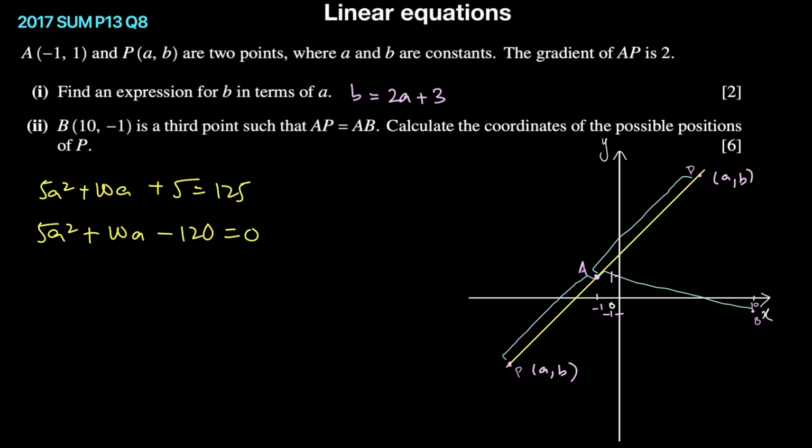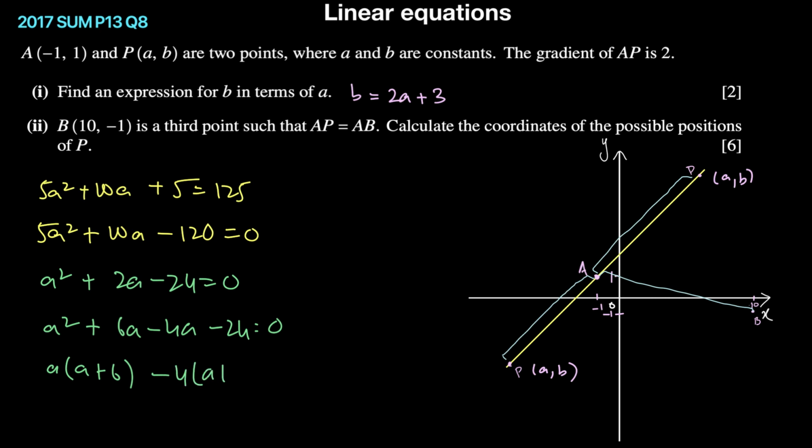So what we end up with is A squared plus 2A minus 24 is equal to 0. What I've done is divide the entire equation by 5, because all of these values are multiples of 5, giving a simplified form. Now we can use the middle term breakup, or plug into a calculator, and end up with A squared plus 6A minus 4A minus 24 is equal to 0. Hence A times (A plus 6) minus 4 times (A plus 6) is equal to 0, and then we have (A minus 4) times (A plus 6) is equal to 0.